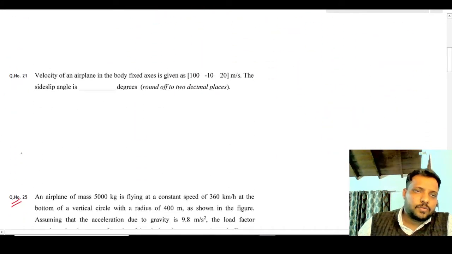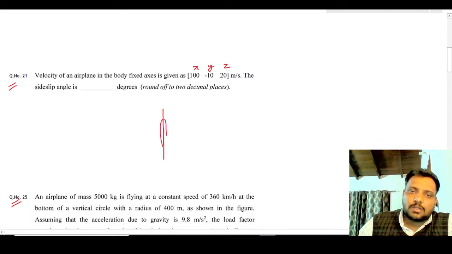Now question number 21. Velocity of an airplane in the body fixed axis is given as 100, minus 10 and 20 meter per second. So this is x velocity, this is y velocity, this is z velocity. The side slip angle is, so we know that side slip angle is the angle between the plane of symmetry and the resultant velocity. So if the resultant velocity is from this direction, this angle which is denoted by beta is the side slip angle.